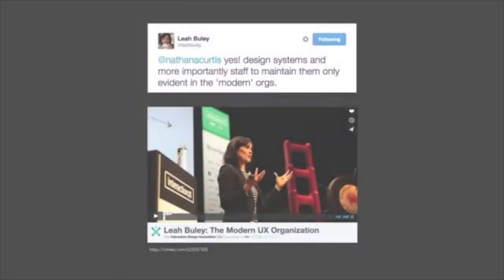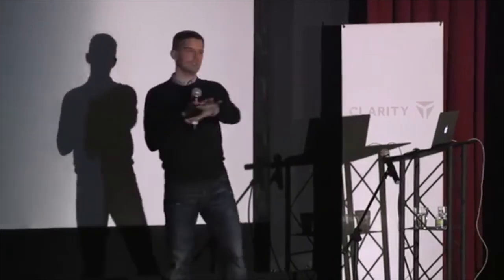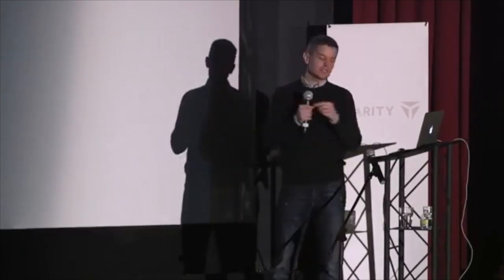Leah Bewley gave a talk, I believe it was last year, that talked about the modern UX organization, and she talked about this gradual scale that modern organizations and the way that they structure themselves are. And one of the things she noted was, absolutely, you don't see design systems in the immature, not modern organizations. You see them in the modern organizations. And if you're looking for really good advice to inspire you to think about transforming your organization into something that would be an organization willing to consume a design system, listen to her talk.